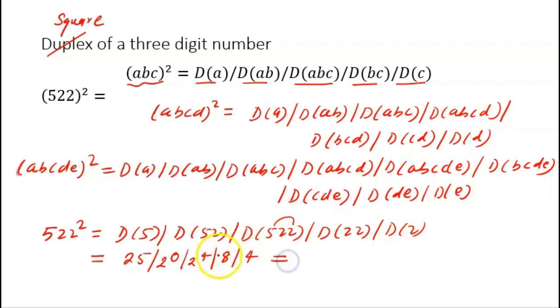Now I need to do the adjustment. This 2 will be taken into the left side, so 25 will become 27. This 2 I can take here, so this 0 plus 2 will become 2. And then this will be 484. So this is what the square of the number 522 will be.